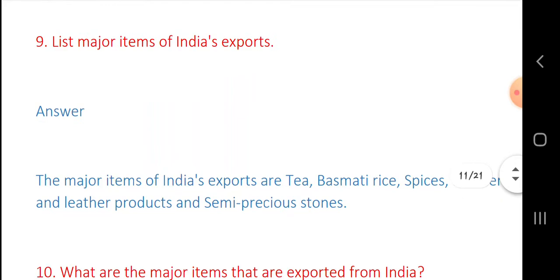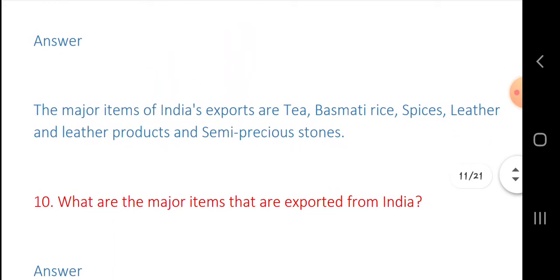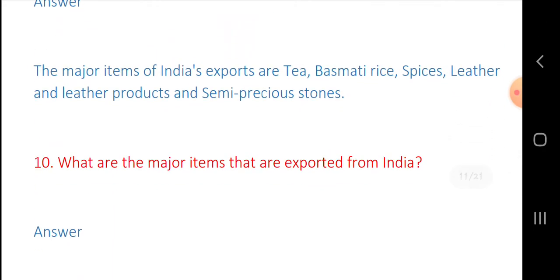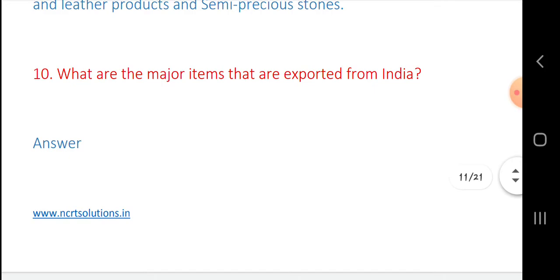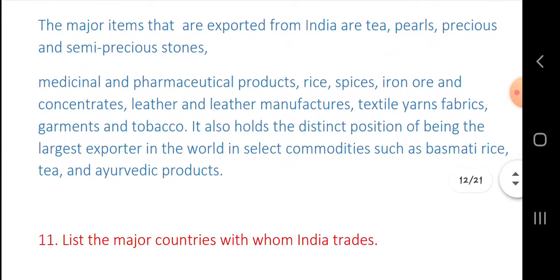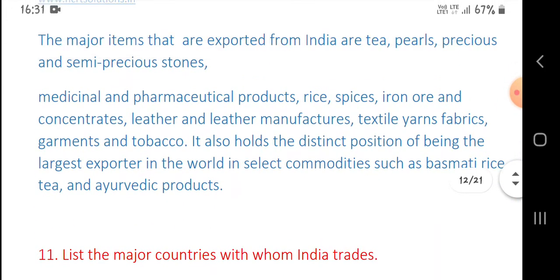Next, let us know about the major items of India's export. The major items are tea, basmati rice, spices, leather and leather products, and semi-precious stones. Next, what are the major items that are exported from India? The major items exported from India, as you know, are tea, pearls, precious and semi-precious stones, medicines and tobacco, leather manufactures, rice, and spices.